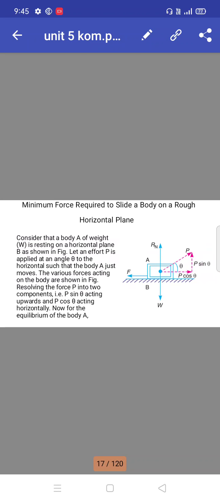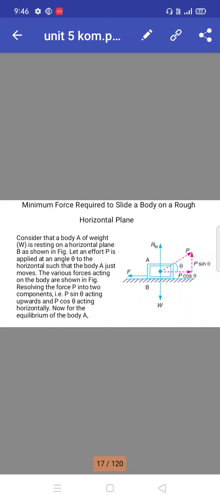Minimum force required to slide a body on a rough horizontal plane. Consider that a body A of weight W is resting on a horizontal plane B as shown. Let an effort P be applied at an angle theta to the horizontal such that the body A just moves. The various forces acting on the body are as shown. Resolving the force P into two components, P sin theta acting upwards and P cos theta acting horizontally.